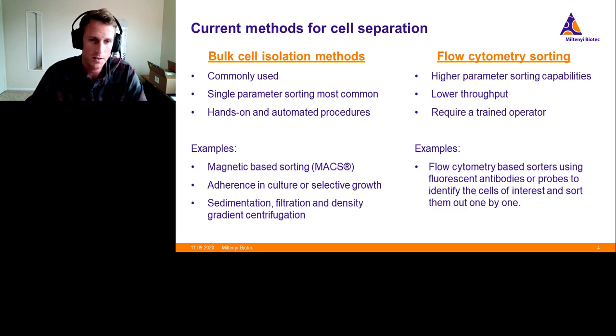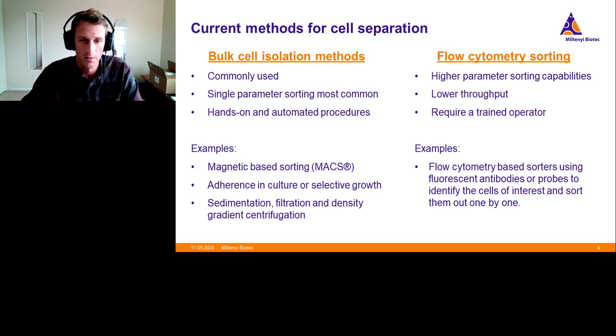So I've touched on this a little bit already, but bulk cell isolation methods are very common. In general, you don't get a really great specificity of the cells that you're going to be pulling out, but they're incredibly useful for large amounts of cells. They're really quite easy to transition.